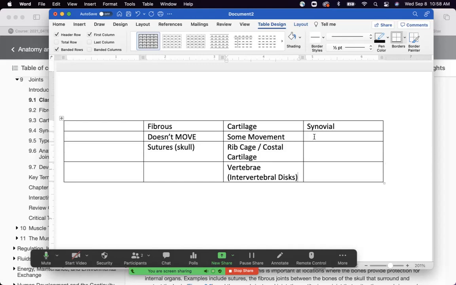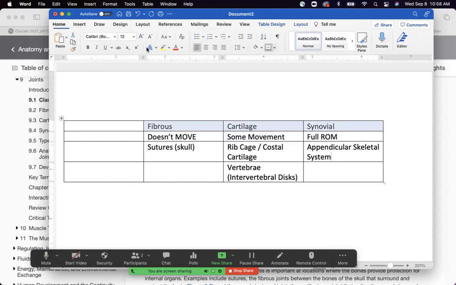And synovial, full range of motion, full ROM. And there's a whole bunch of examples. Anything in your appendicular skeletal system. So your appendicular, your fingers, your wrist, your elbow, your shoulder, your knees, your ankles, all of that are synovial.